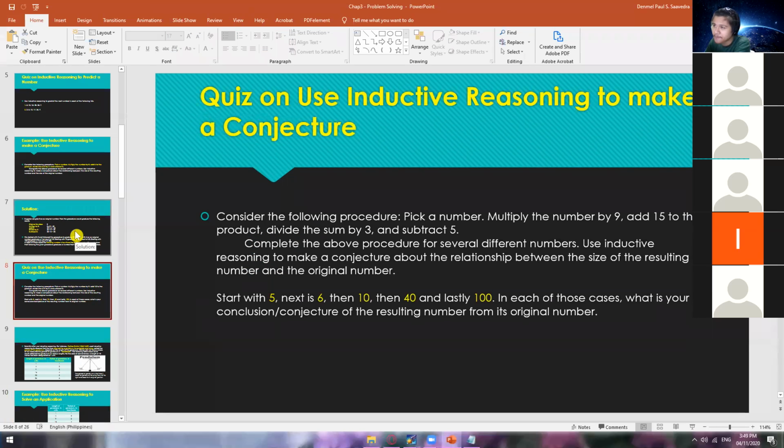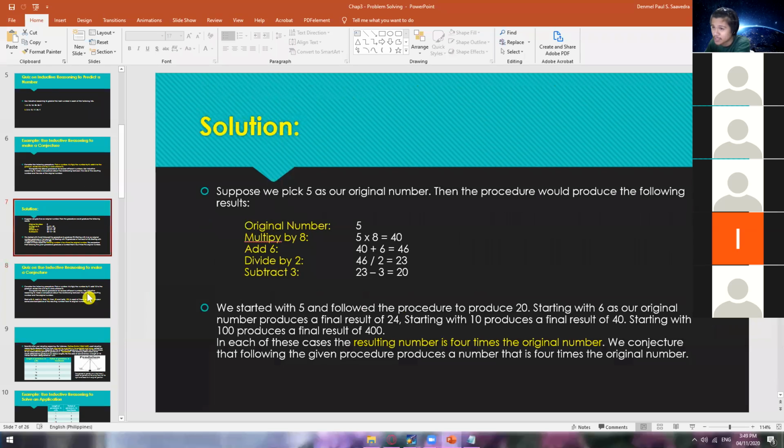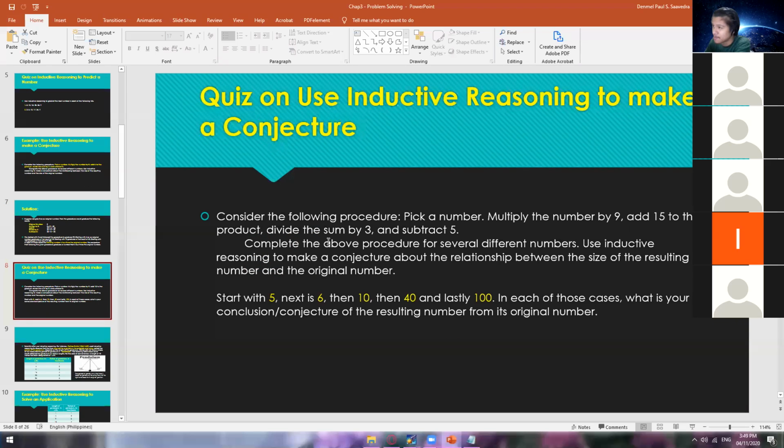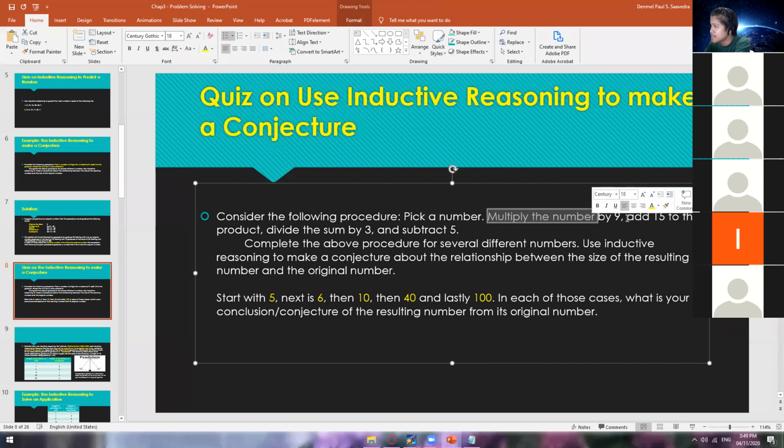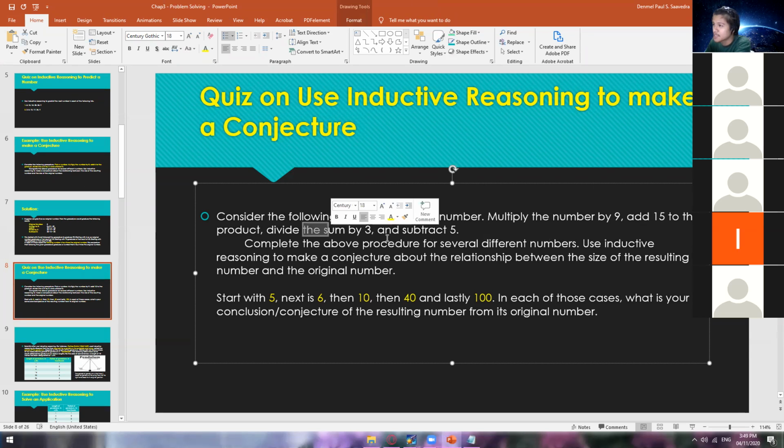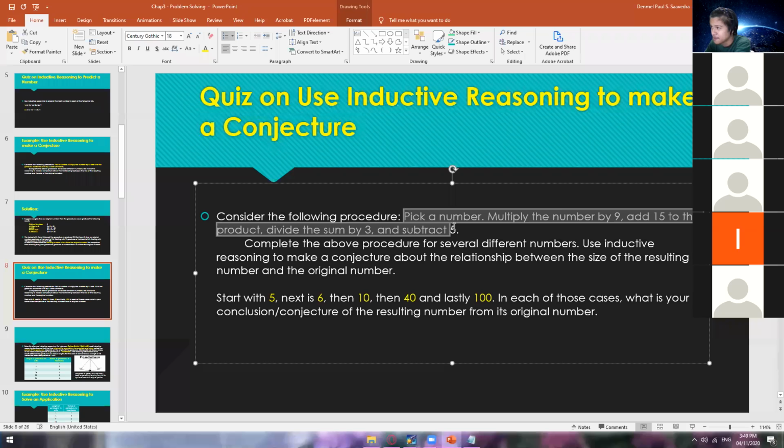After that example, you're going to have a quiz, which is very similar to this one, but with different numbers. Pick a number, multiply the number by 9, add 15, divide the sum by 3, and then subtract 5. I added additional information: complete the following procedures and make a conjecture about the relationship between the size of the resulting number and the original. Start with 5, next 6, 10, 40, and 100.